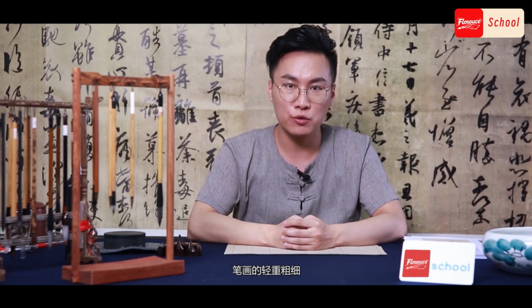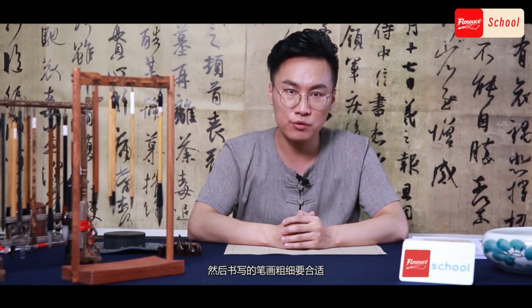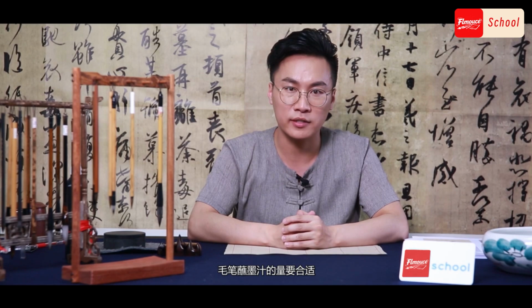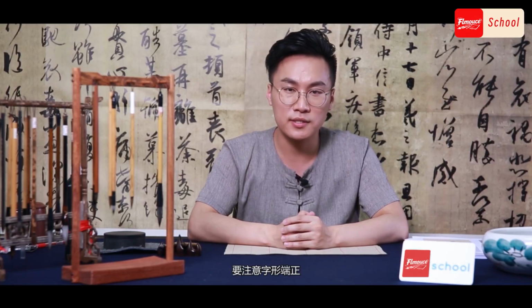Second, the thickness of strokes. When writing each stroke, first consider the size of the character, and the thickness of the strokes should be appropriate. In addition, we should also control the amount of ink on the brush. Third, stability. The overall stability and elegance of regular script depends on the stability of each character and each stroke. Therefore, when we write each character, we should pay attention and not let it be tilted.